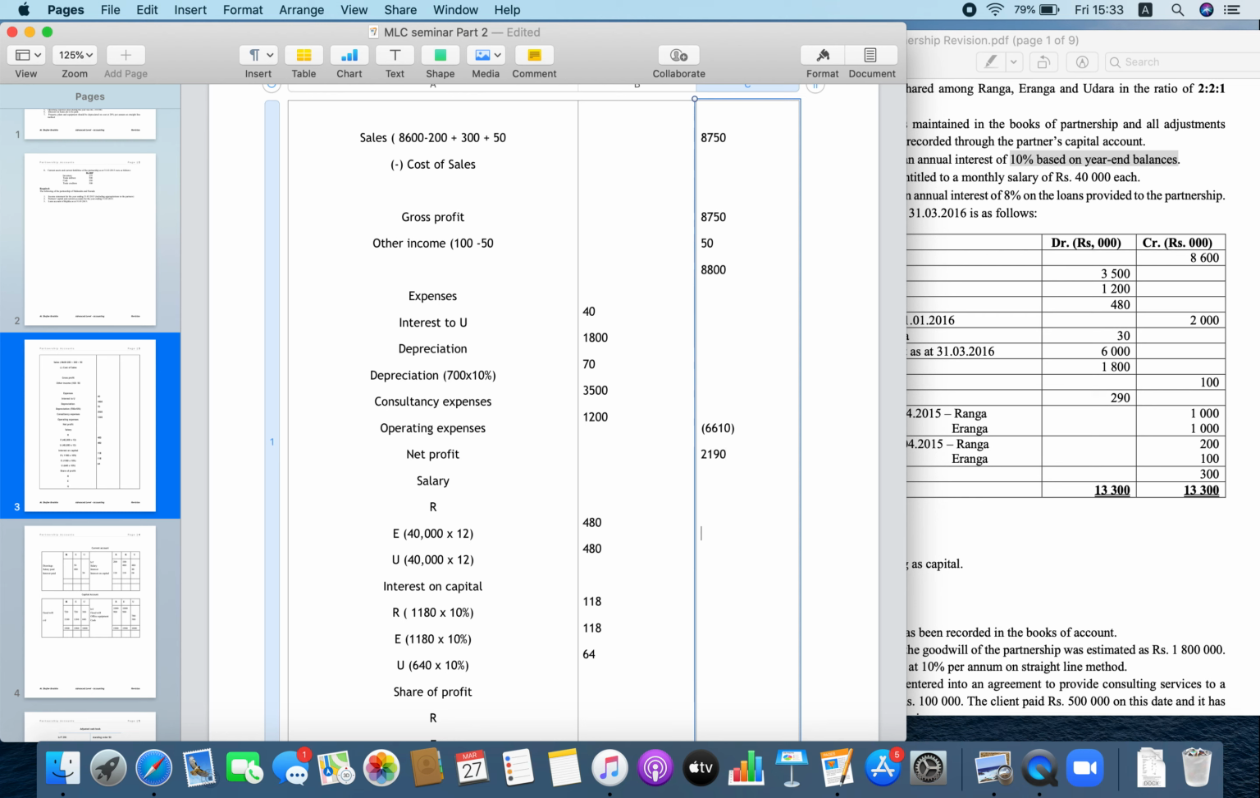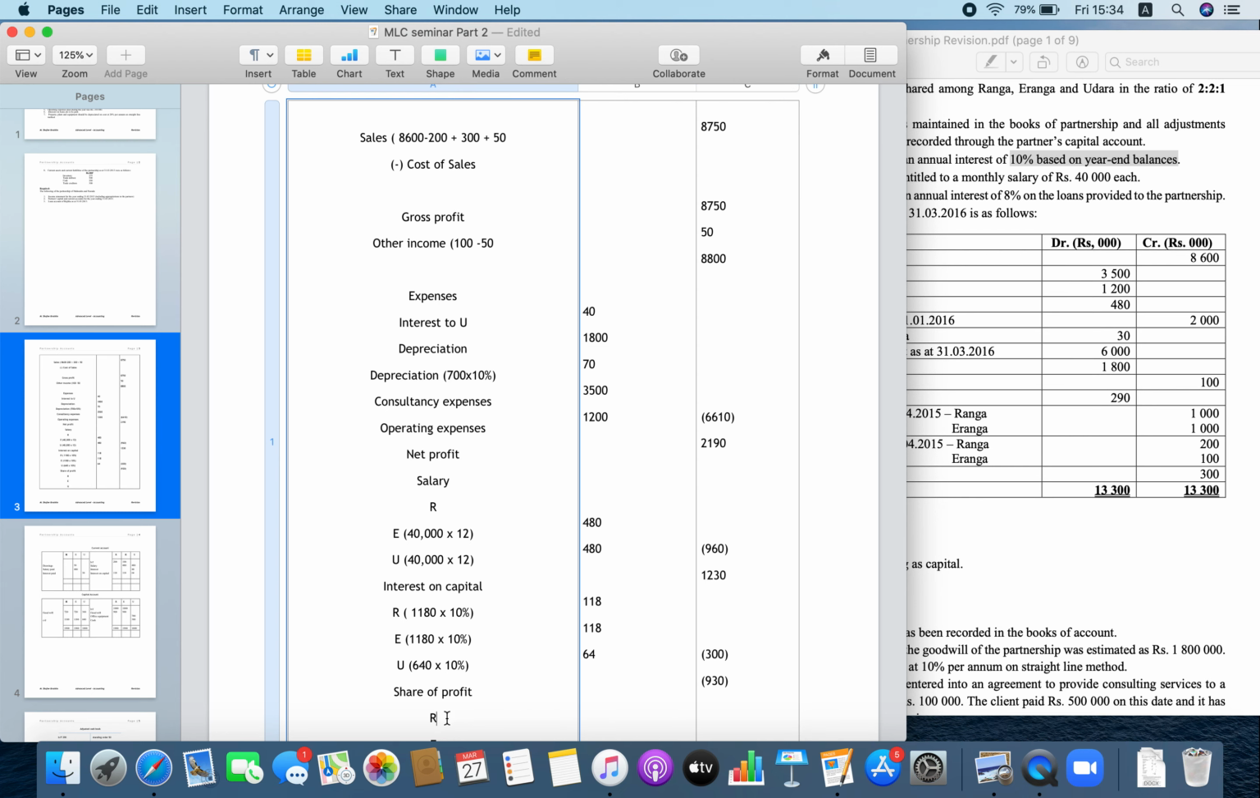Right, then guys, from your net profit, please deduct this salary. The total is 960. Right, that will then be 1,230. Right, and also guys, please deduct this interest on capital. So interest on capital total will now be, right, 300. Right, so therefore the balance over here is now going to be, right, 930. Right, okay, now guys, last part, share of profit.